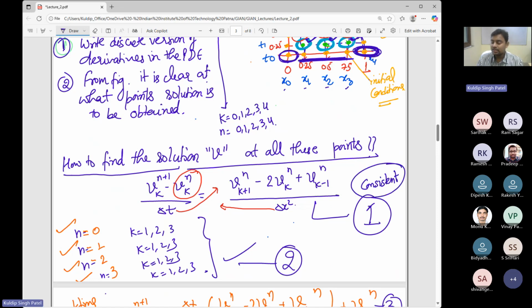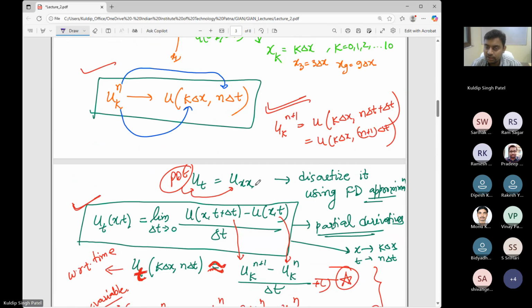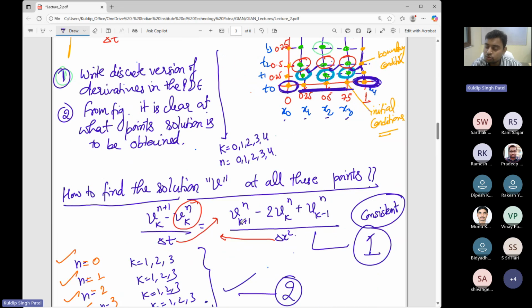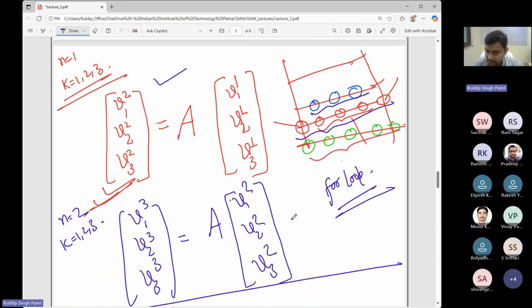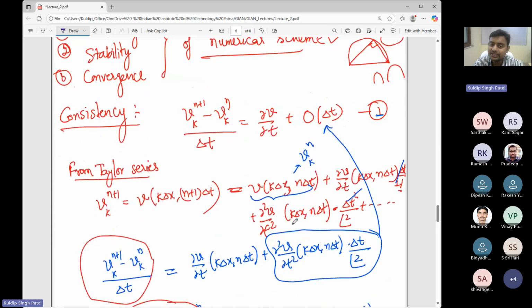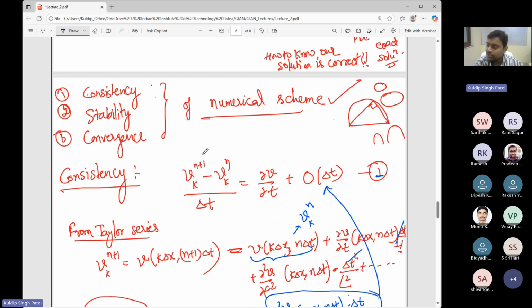Why is it consistent? Consistent for the original heat equation. If you take anything else, suppose you take UK plus 2 here, then it will not be consistent. Or if you take anything else, it will not be consistent. So what we realized is that whatever scheme we took, it is consistent. So at least one property is satisfied: whatever numerical scheme we have taken, it is consistent. And so we expect that whatever solution we get will be accurate.